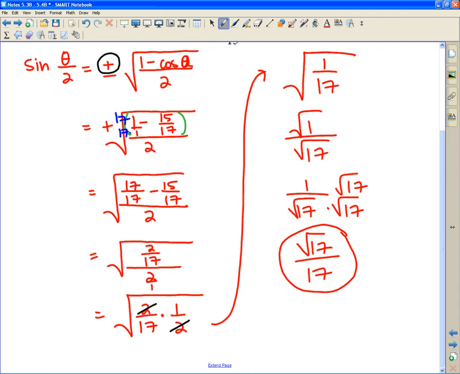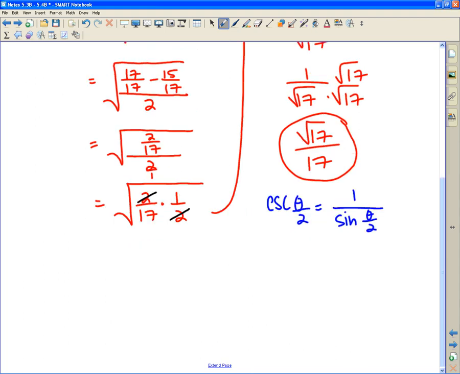For sine of theta divided by 2. Now, we also need to do the cosecant of theta divided by 2. Cosecant of theta divided by 2 is simply 1 over the sine of theta divided by 2. And many of you recognize that as the reciprocal. So it's simply the reciprocal of this answer.